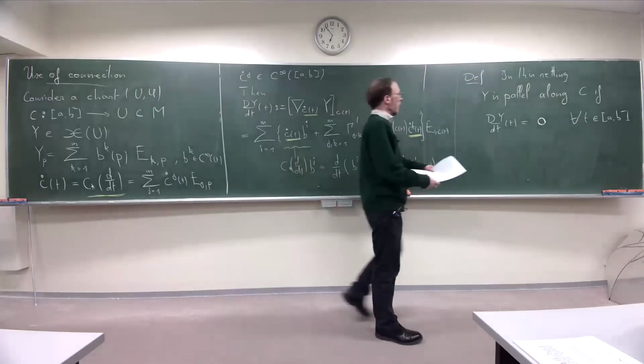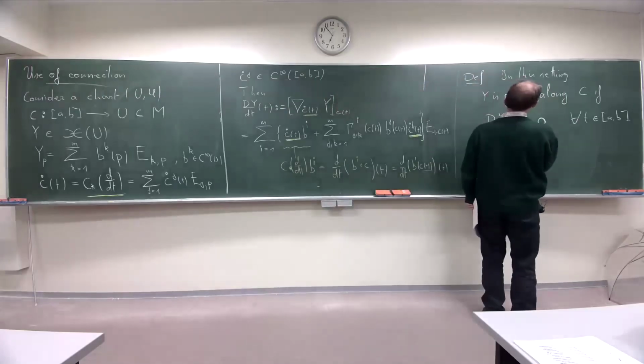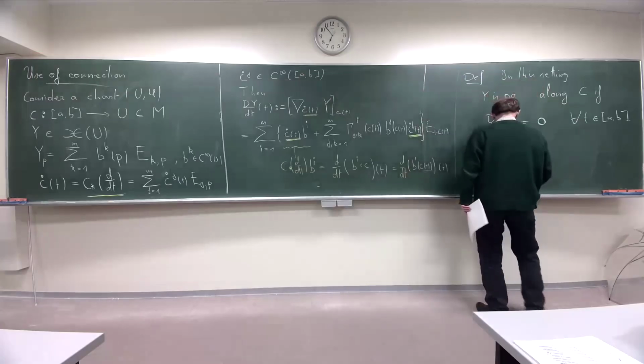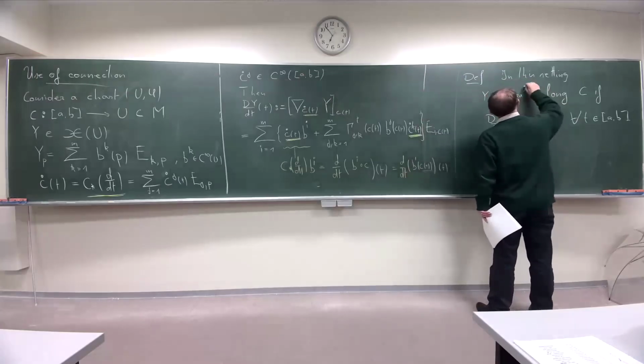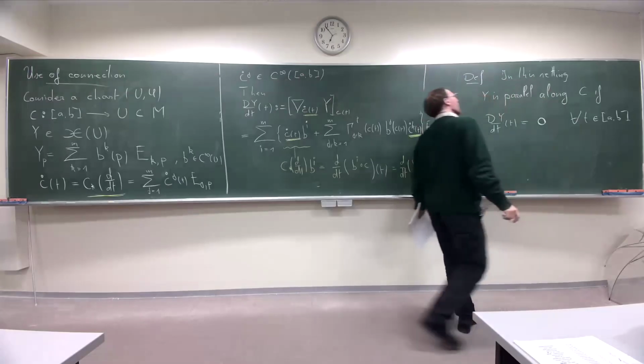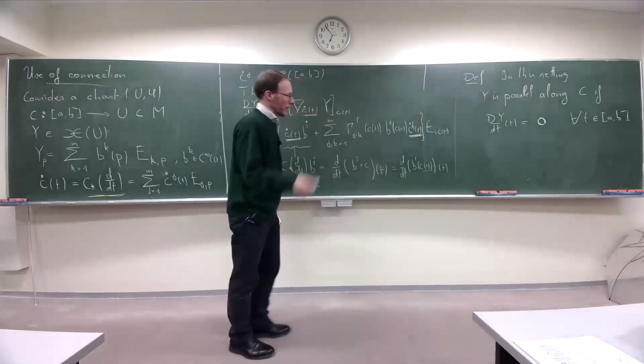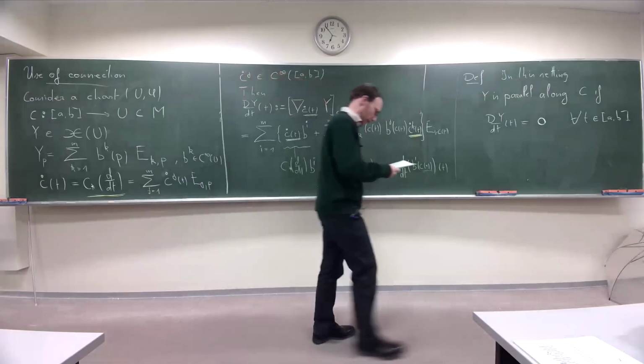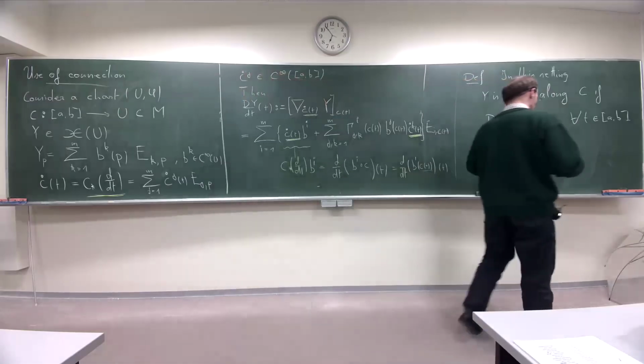So it means parallel. Y is parallel along c if this covariant derivative, which is a vector, is a zero vector. Okay, that's a definition, for all t.